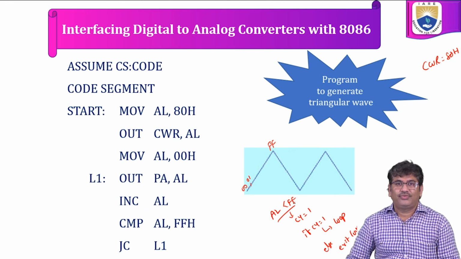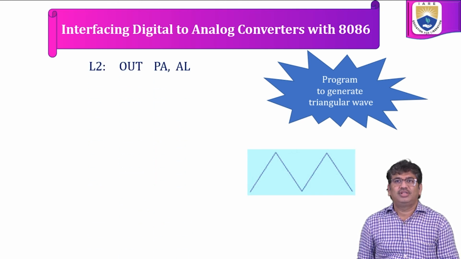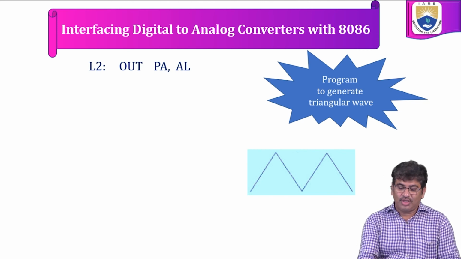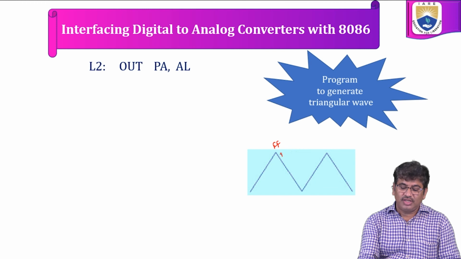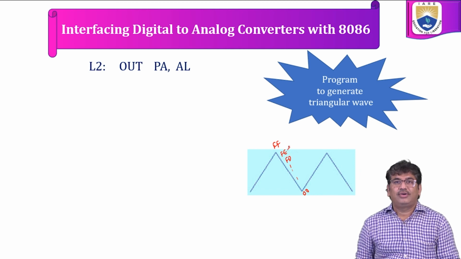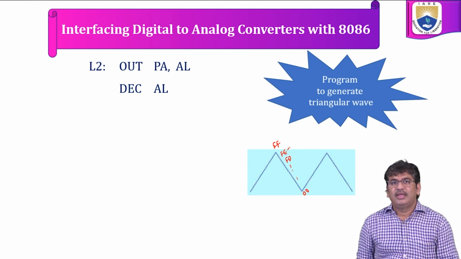First, that FF value we have to pass to the output by using the OUT instruction. OUT port A, AL. FF value is passed. Once the FF value is passed, then we have to write FE, then FD. Like this, it has to continue until 00. For getting the next value, we have to decrement the AL contents. By using the instruction DEC AL, we will get FE, that is the next value.